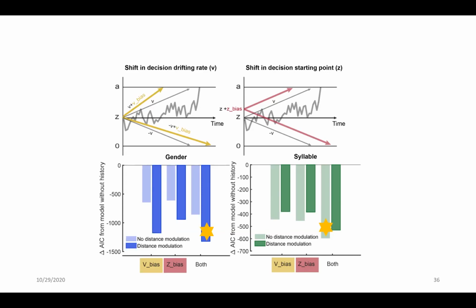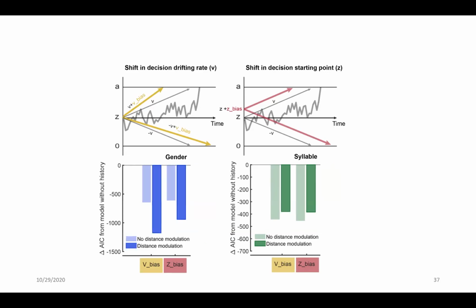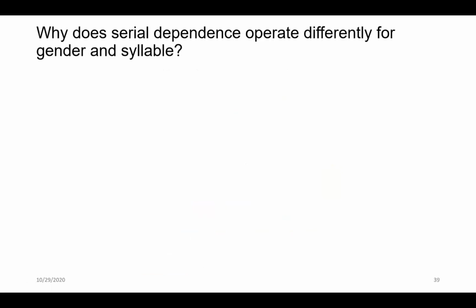But when we remove the both condition for gender, the dynamic bias wins, and for syllable, the static bias model wins. So the next question is, why does serial dependence operate differently for gender and syllable?